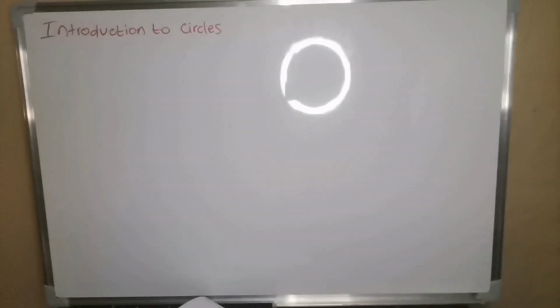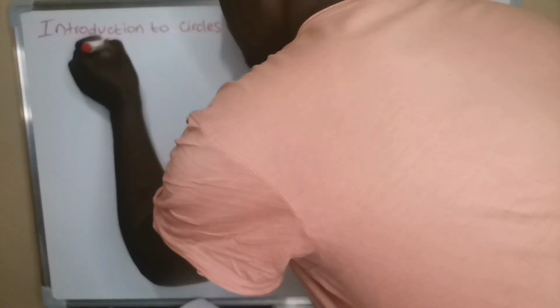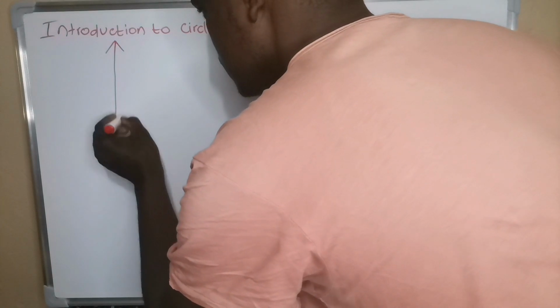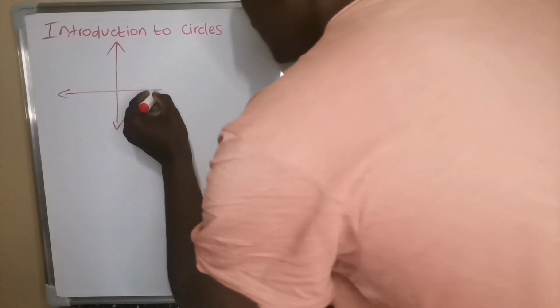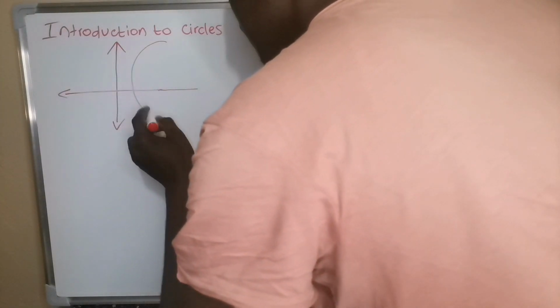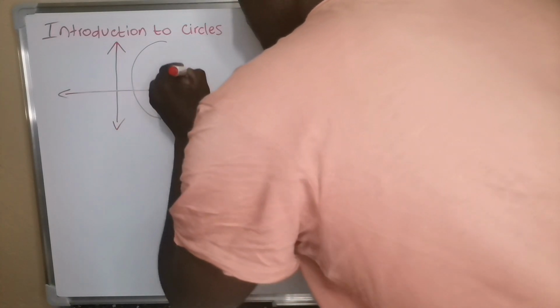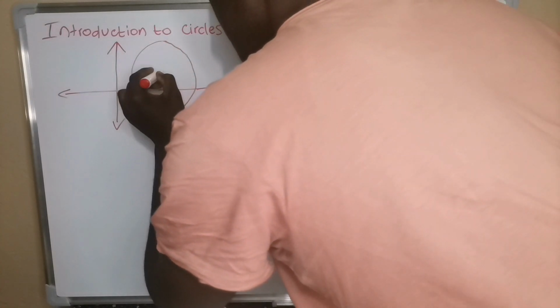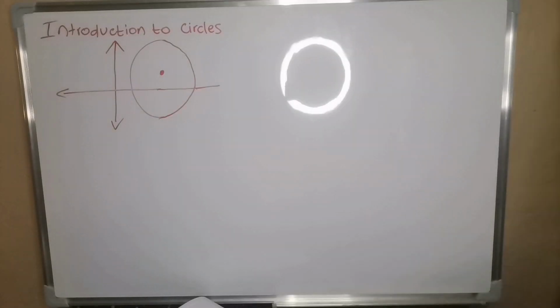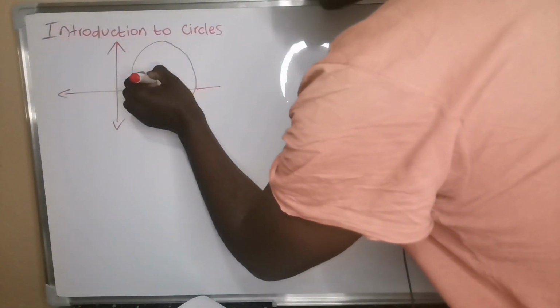Introduction to circles. This is grade 12. Wait, guys, let me just draw a Cartesian plane here. Then now here's a circle. This circle has got a center. I can name this center M.